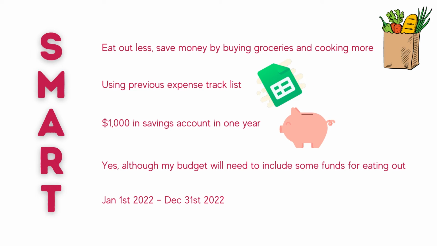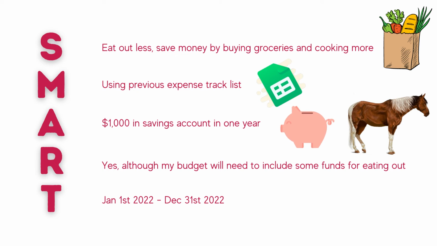A is attainable. So I estimated about $1,000 I would be saving in 1 year. R is realistic. So to have my budget be realistic, I can't completely eliminate that variable expense, but I can limit it. T is time bound, and this serves as your deadline.